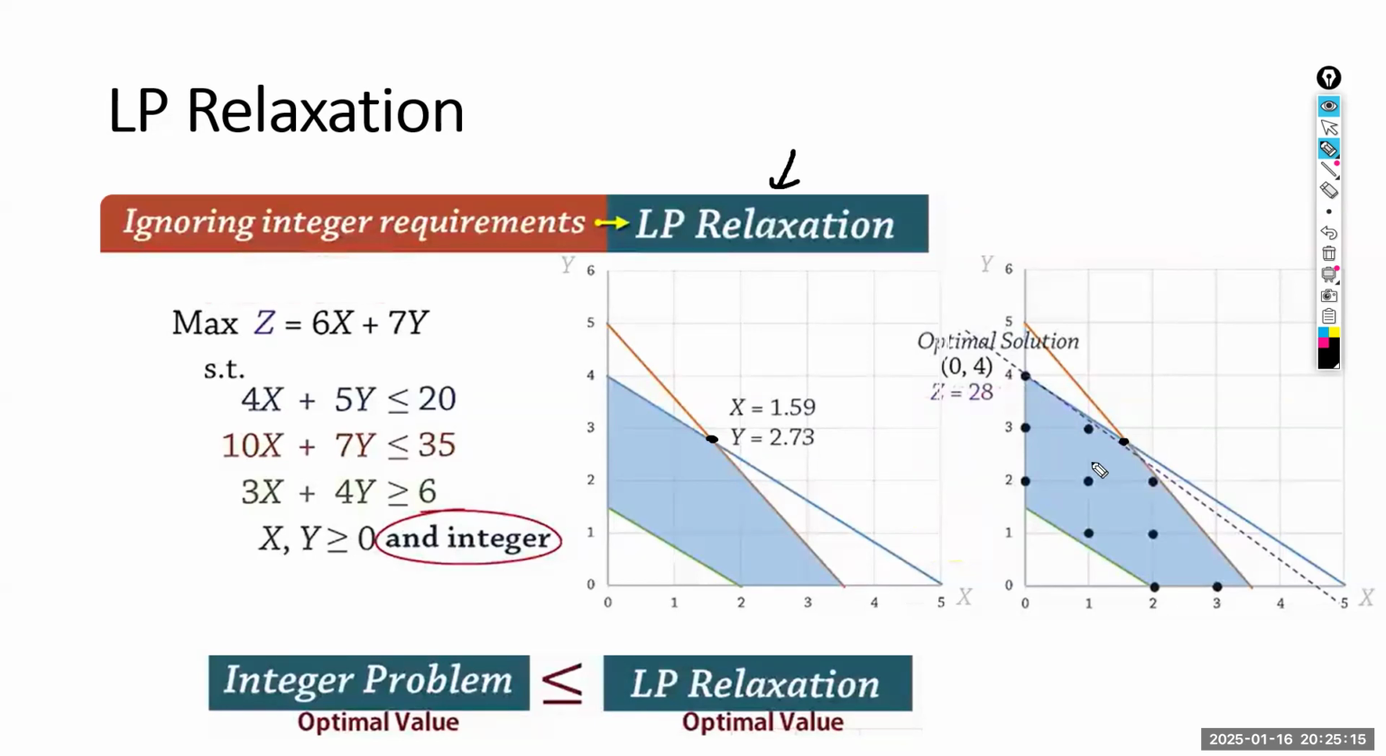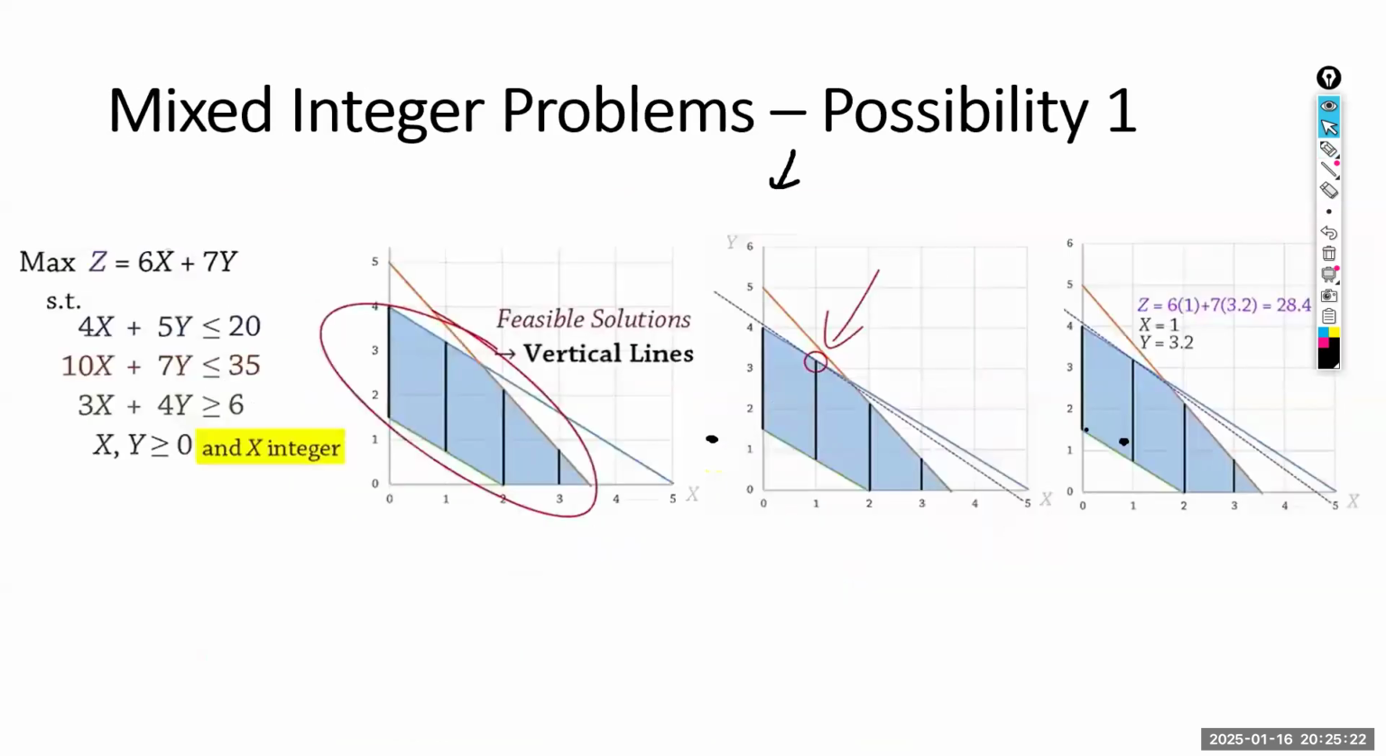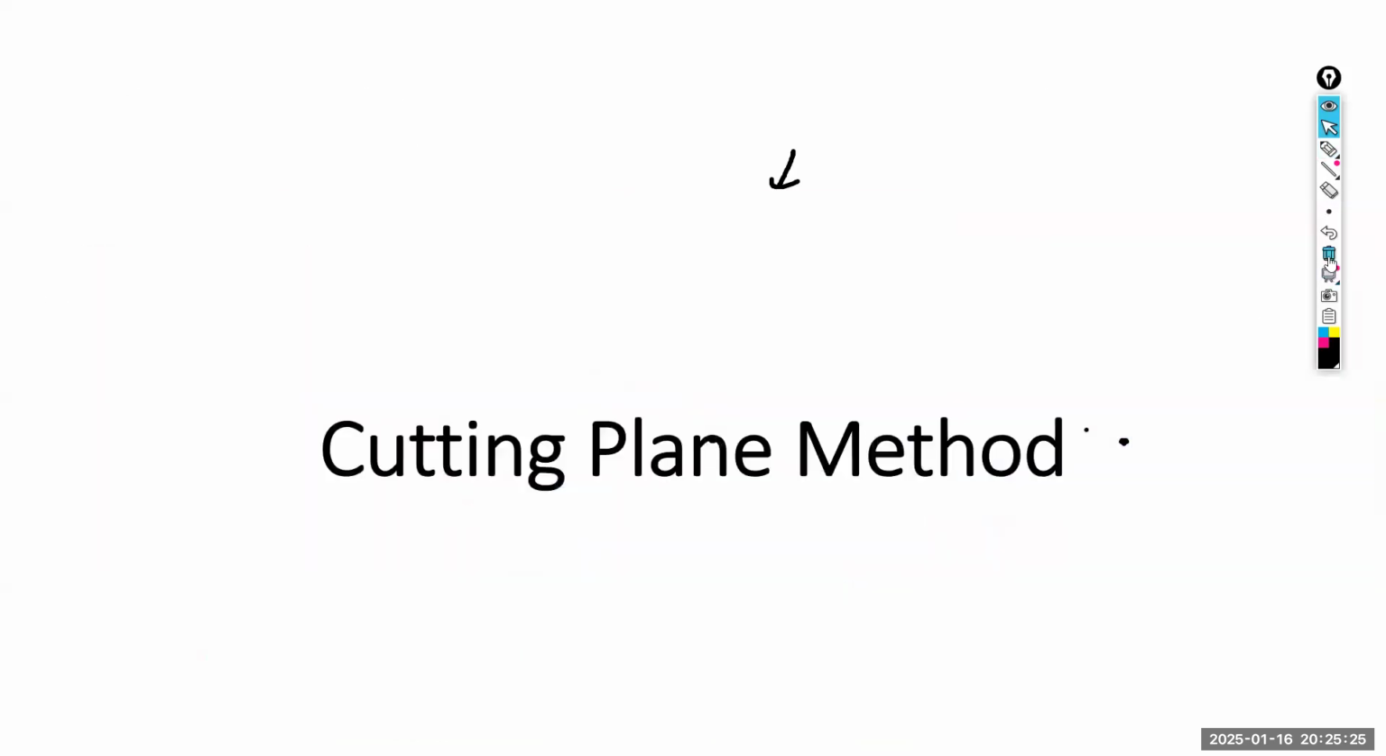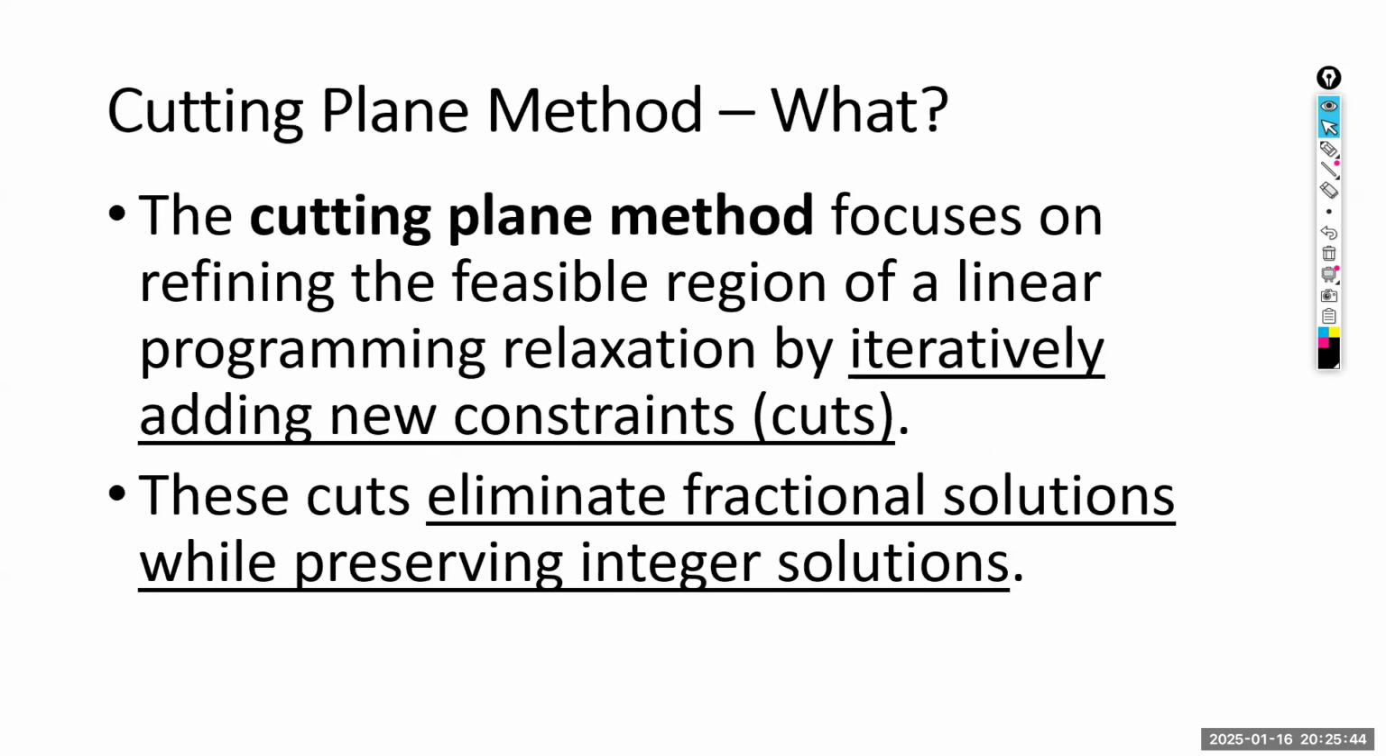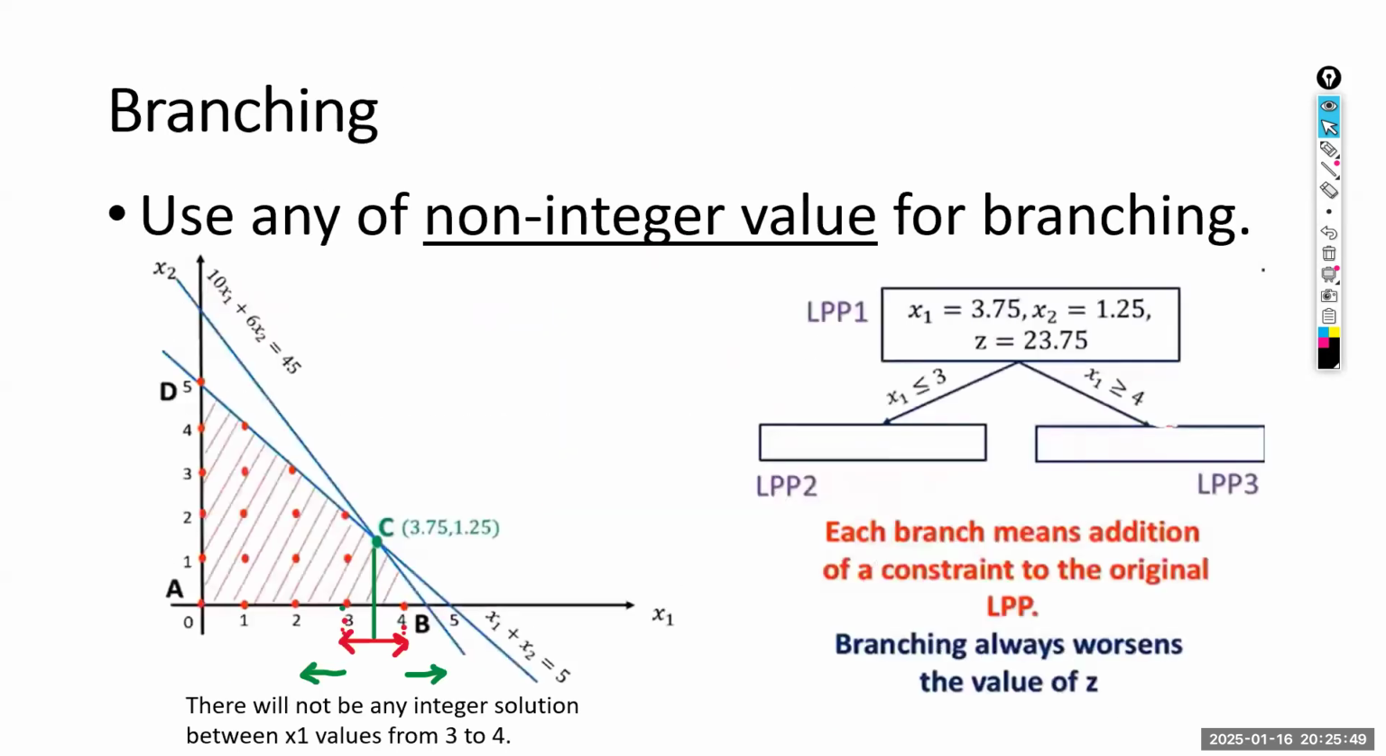Okay, so that is a very important observation because that is one of the bases we use in both the approaches. Okay, right. So now let's look at the two approaches of finding an integer solution after you already have the relaxation solution. That is just forgetting the integer part and solving it using graphical or simplex method. So the two approaches are the cutting plane method and the branch and bound method. Okay.